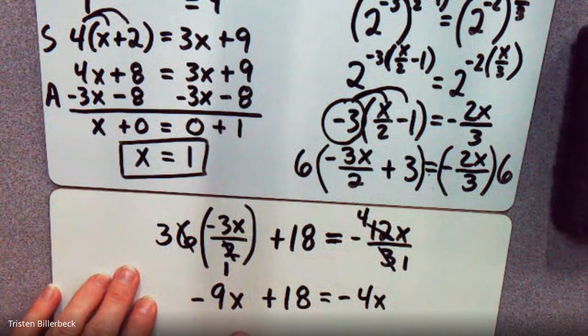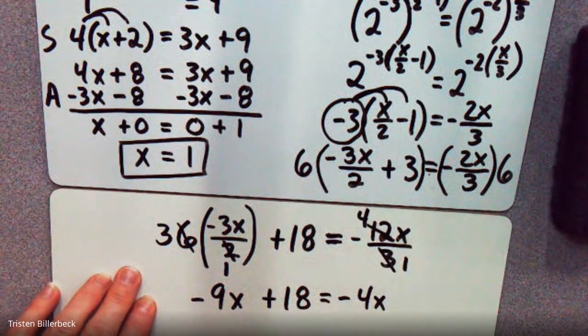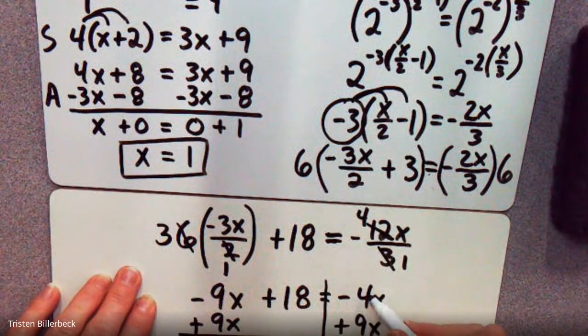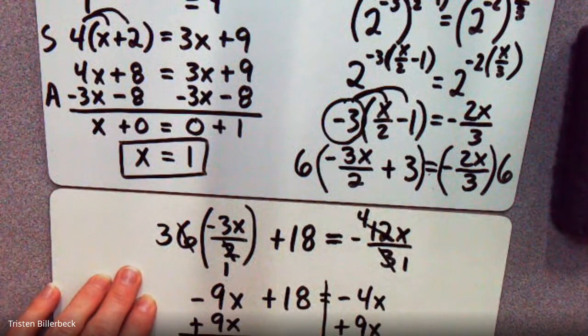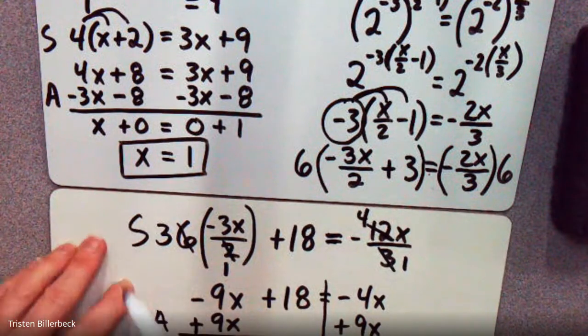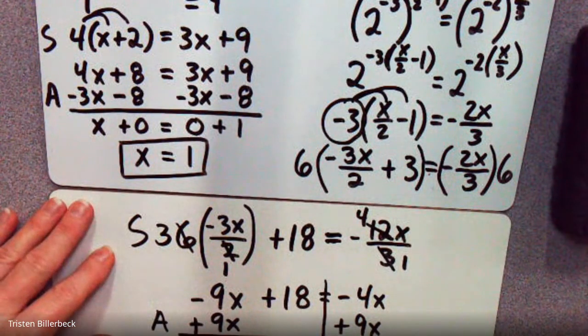So I have two things here. I want to move what's like this over there. So this is my like term, a variable term. This is my constant term. So I'm going to use an additive inverse and put a plus 9x here and a plus 9x here, because I have a balance bar going on. What I do on one side, I do on the other. So I have a 0 plus 18 equals, and then negative 4x plus 9x is 5x. So I used an additive inverse here. I simplified. So I want to get the SAM process going on pretty well.